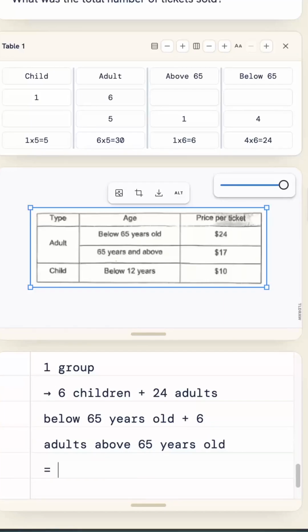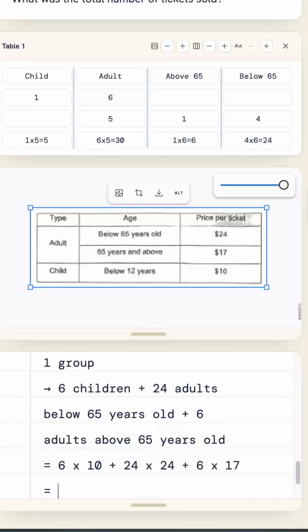Then we can just calculate. So 5 times the child price, plus 24 times the adult price below 65, plus 6 times the price for 65 and above. Sorry, not 6 children, 5 children. And then this will give us $728 for one group, which is the total of how many tickets? 5, 24, 6, that is 35.